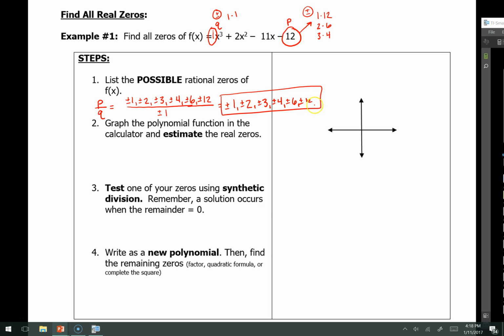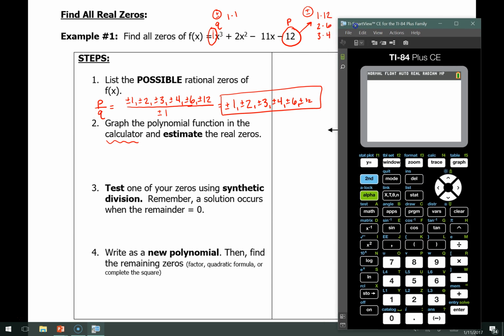Now that's a lot of possible x-intercepts. Let's see, there are 6 there, but it's the positive and negative version, so that's 12 possibilities. We don't want to do that many synthetic divisions to find one that's going to work. So what we're going to do now is we're going to graph it in the calculator, and that's going to give us a rough sketch that we can then estimate.